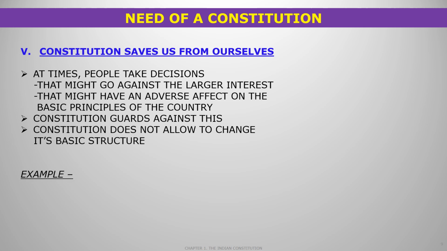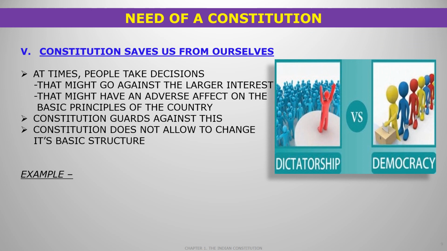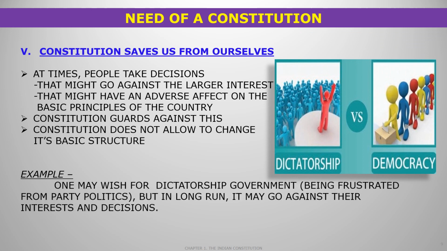For example, one may wish for a dictatorship government, being frustrated with the party politics that prevails in a democracy. But in the long run, it may go against their interest and decisions.